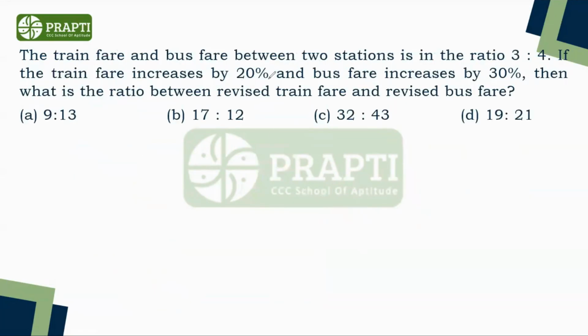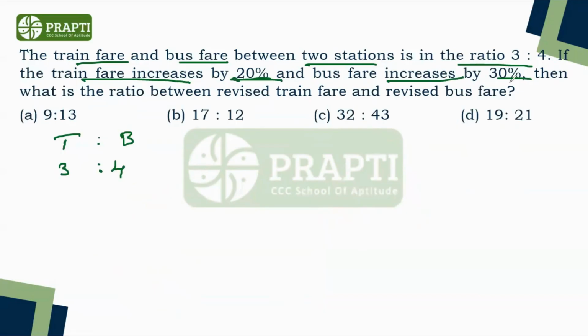The same ratio-based question they are asking with respect to percentage. So now we just see, the train fare and the bus fare between two stations are in the ratio 3:4. So the train fare is there, bus fare is there. So the ratio is 3:4. If train fare increases by 20% and the bus fare increases by 30%, what is the ratio between the revised train fare and revised bus fare? Very simple. For this, you just see they have given something in percentage, right? For this, you need to know the concept of percentages.